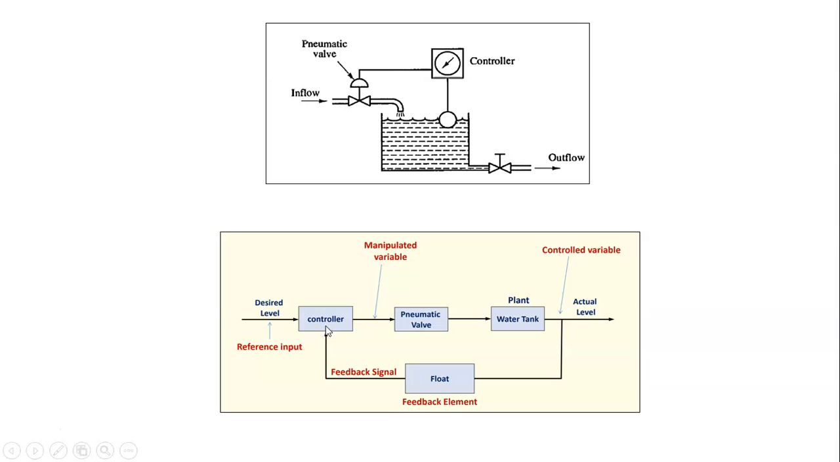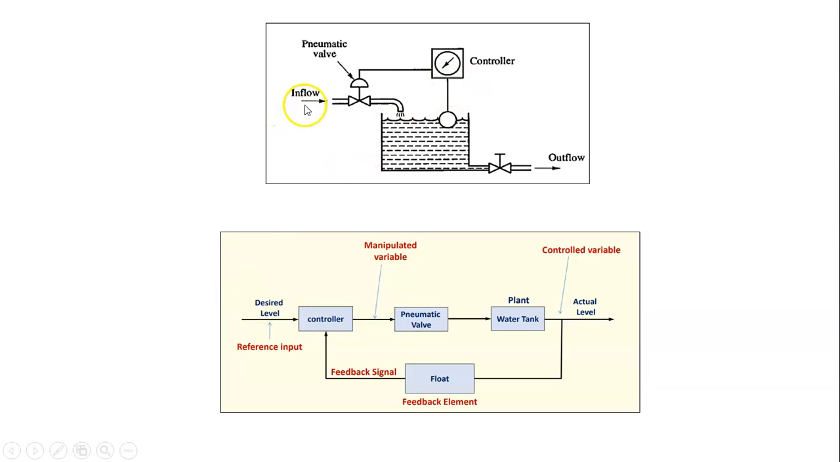Then this controller again operates the pneumatic valve. Again water is coming inside the tank. Again signal is taken from the float, that is the feedback element. Feedback signal is there. Again it is fed to the controller. This cycle will take place until the actual level is equal to the desired level.